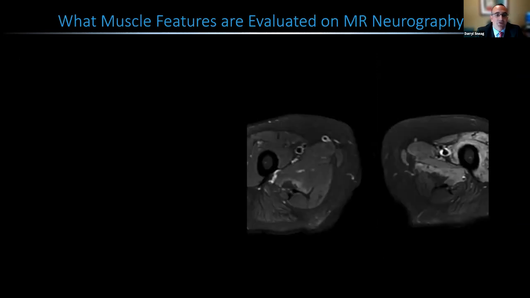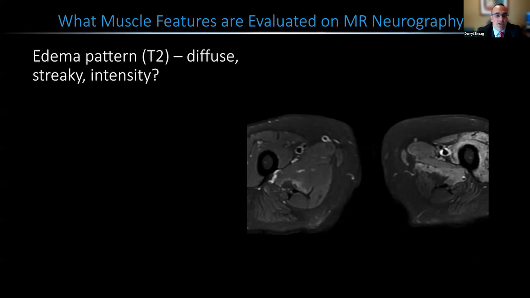Okay, and muscle features evaluated on MR neurography. When I look at the edema pattern, is it T2 bright? And in terms of the edema pattern, is it diffuse, which we see in the setting of denervation? Is it more streaky, perhaps in the setting of a muscle strain? And how intense is the edema pattern? While subjective, you can say that the image on the right here, the muscles that are involved, there's a quite intense edema pattern. Is there any fatty infiltration of the muscle to suggest that this is a chronic process?